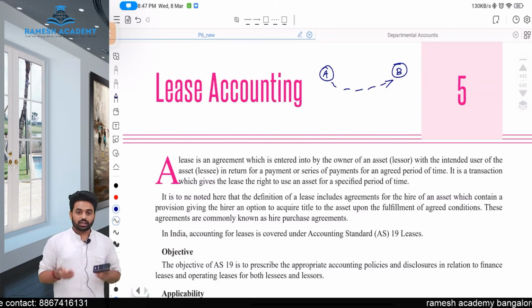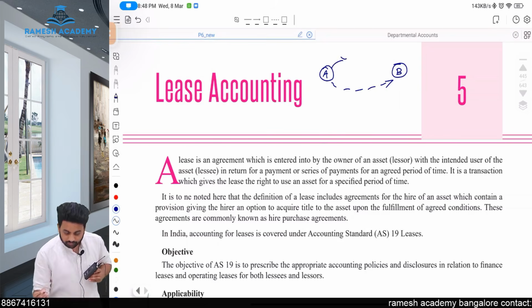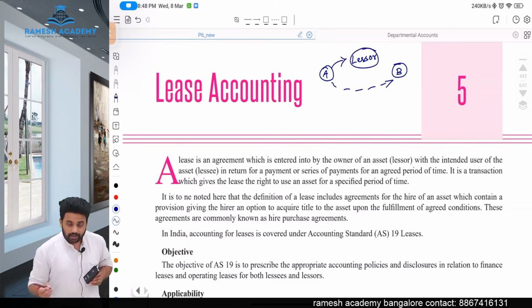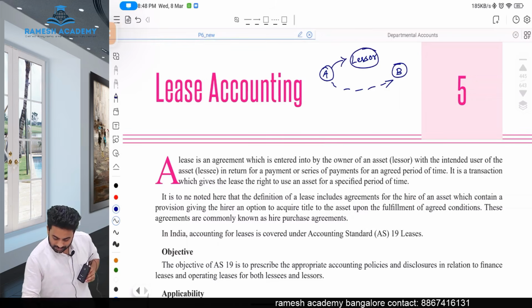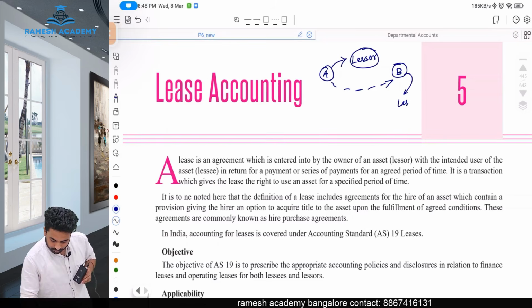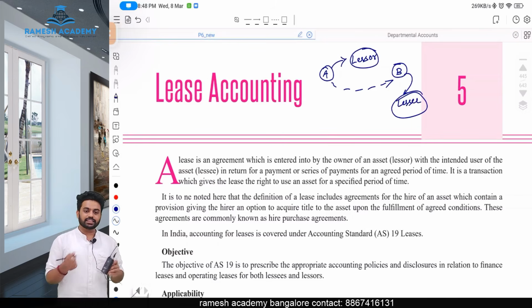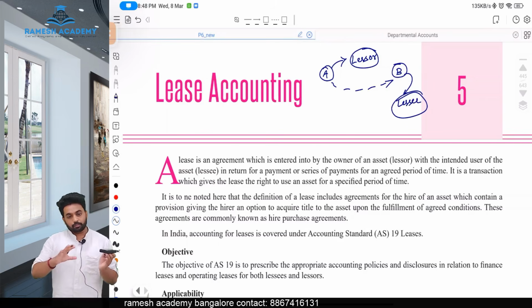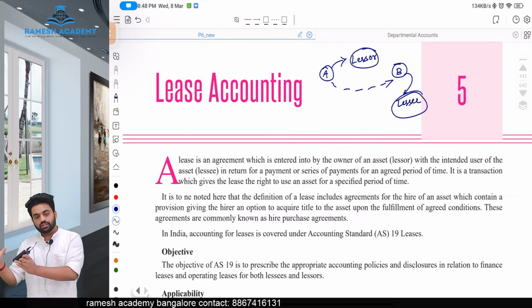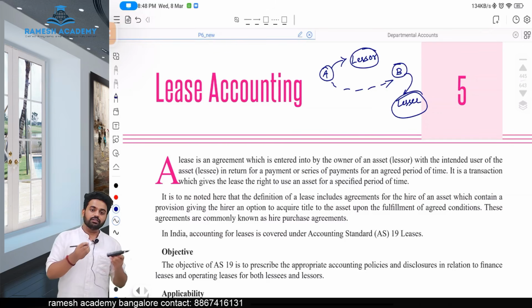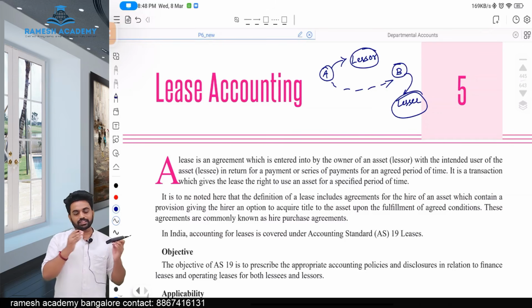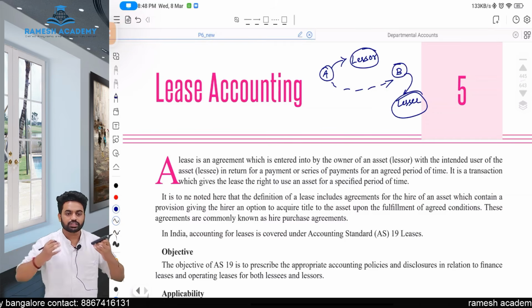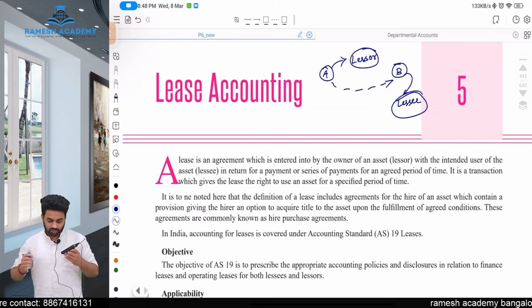Now A, who has the asset, is called the lessor, whereas B, who wants to use the asset, is called the lessee. The person who is the owner of the asset and provides it for use in return for specific payment is called the lessor, whereas the person who obtains the asset for use and pays money for using it is called the lessee.